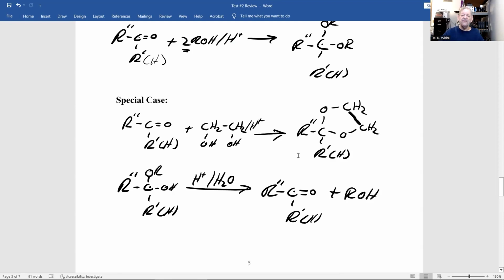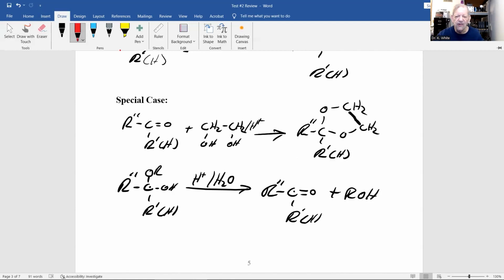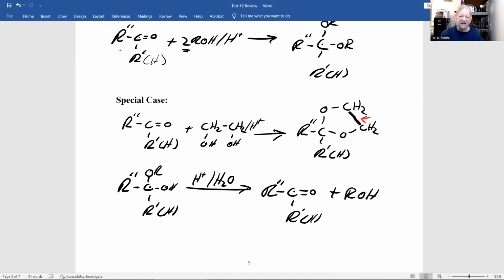Now, do you break carbon-carbon single bonds? No. So don't forget to put that bond there between the 2 CH2s. A lot of students do forget to do that, so don't you be one. And this is called putting a protecting group on. Later on, you can take it off.